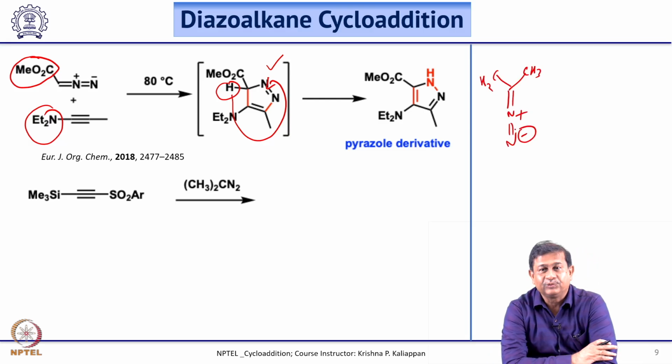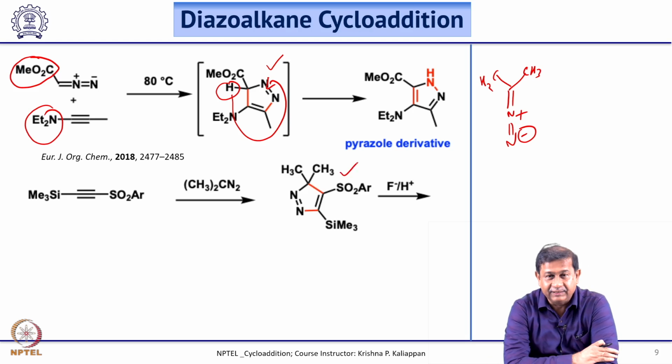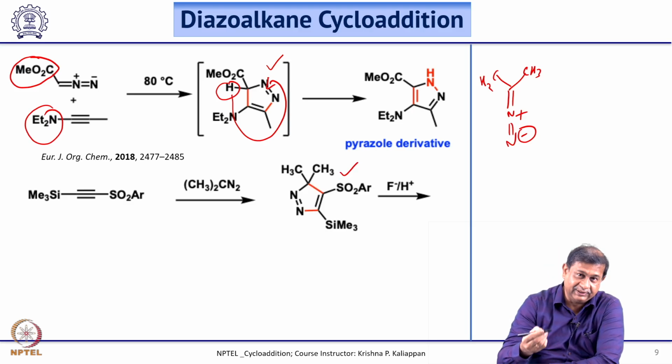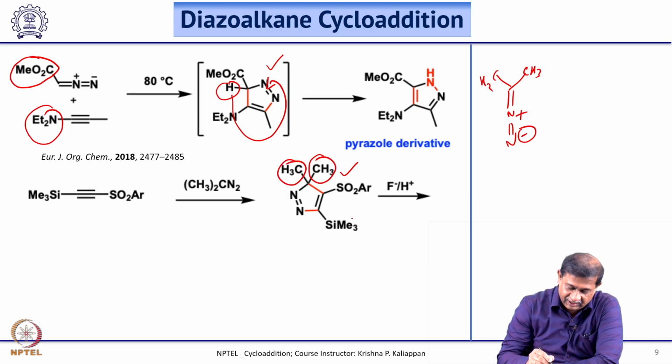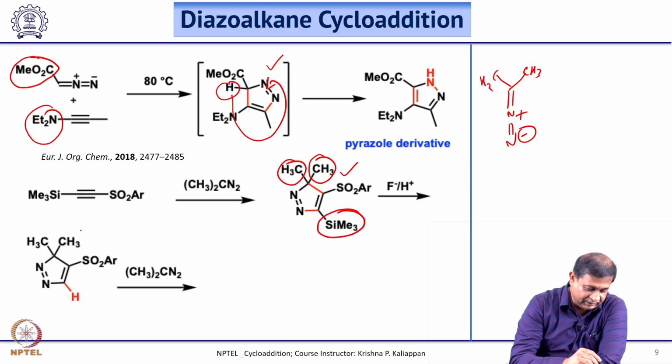And this can undergo the 1,3-dipolar cycloaddition to give this derivative. Here there is no possibility of a 1,5 hydrogen or 1,3 hydrogen shift because you have a gem-dimethyl group, so the migration is not possible. But one can use a fluoride source to remove the trimethylsilyl group.